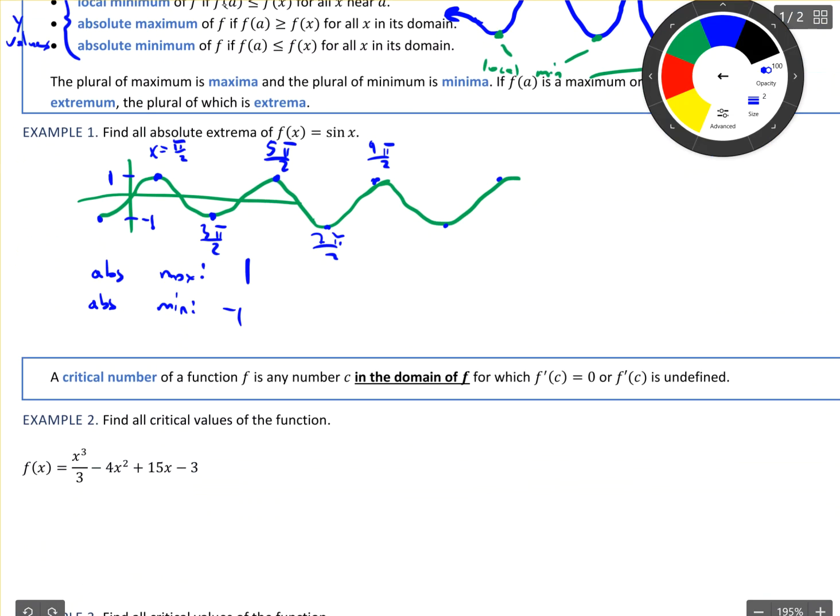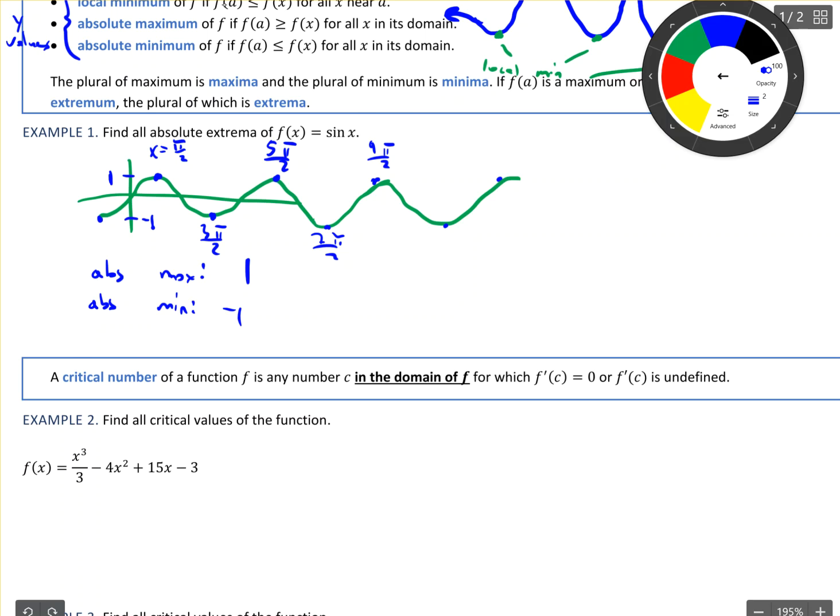All right, so a critical number of a function f is any number c in the domain of f. Notice I bolded this: f has to be defined at c, for which f prime of c equals 0 or f prime of c is undefined. So the derivative can be undefined, but the number has to be in the domain of the original function.